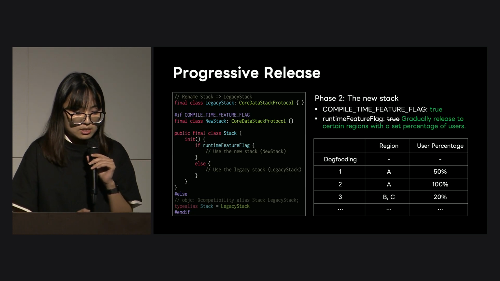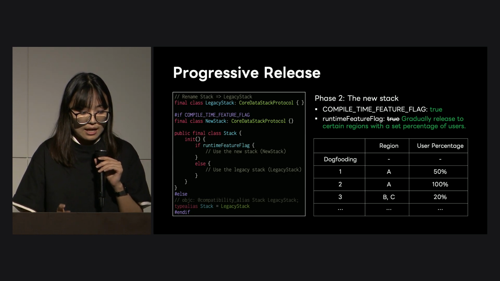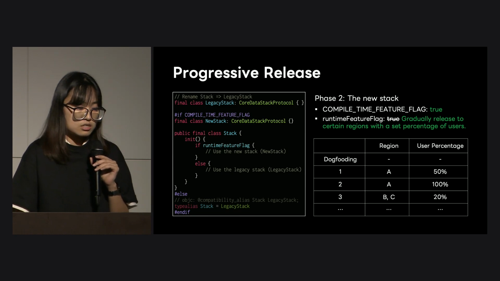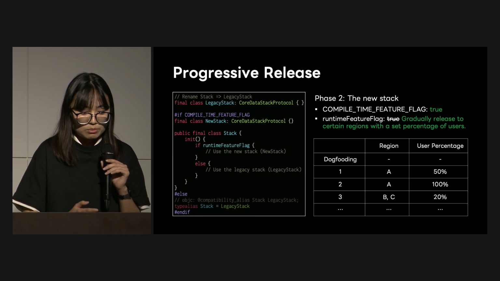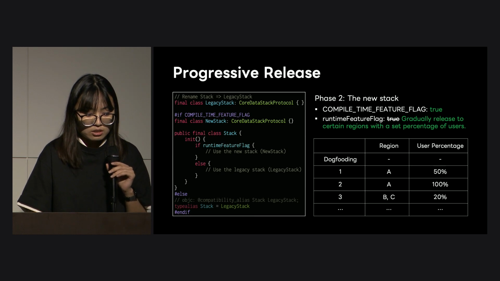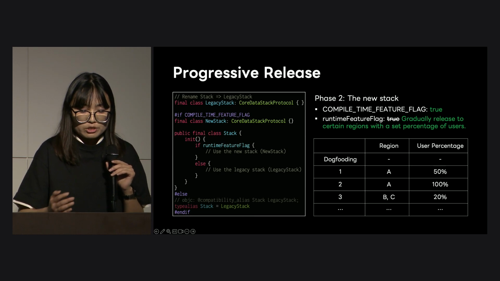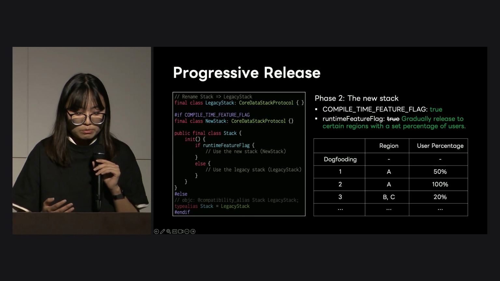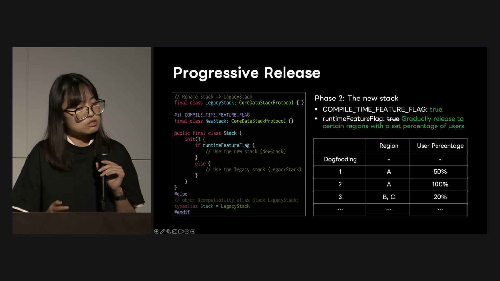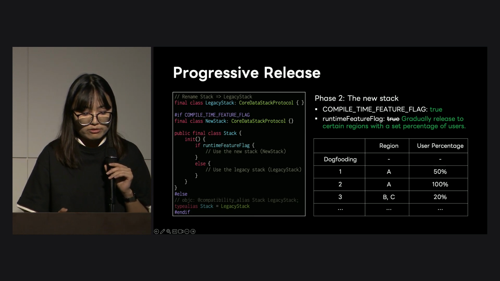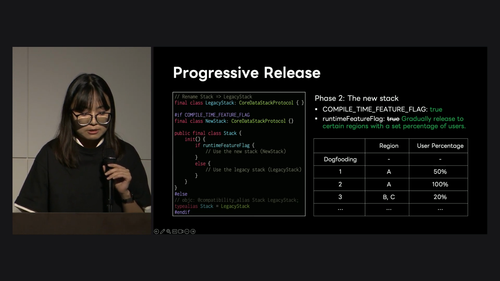For example, starting with company-wide dogfooding, and then releasing to region A with only 50% of users, then region A with 100% of users, and so on. By taking this approach, we are able to monitor logs, catch issues early, and make improvements before a full rollout.